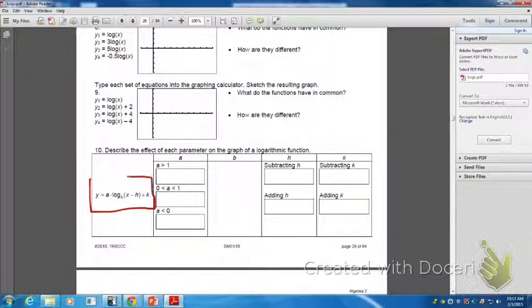Okay, so here's our log function. Okay, if A is greater than 1, we're going to do what to it? Vertical stretch. If the A is between 0 and 1, we're going to do what? Vertical compression. If A is less than 0, anything less than 0 is what number? A negative, which is a reflection over which axis? X.